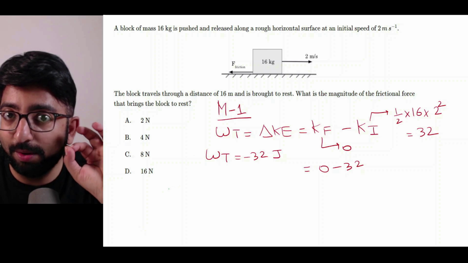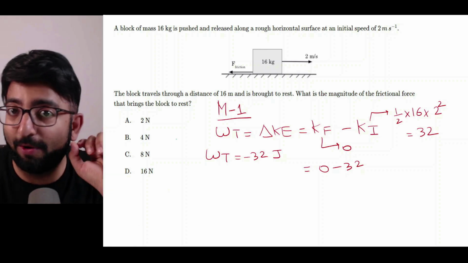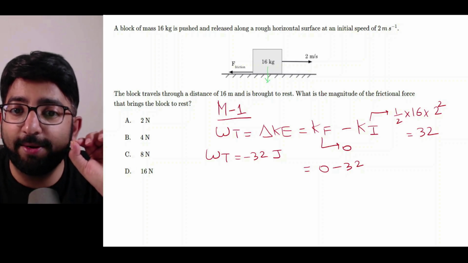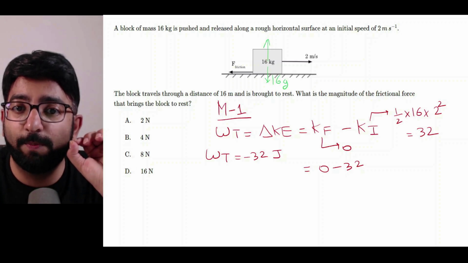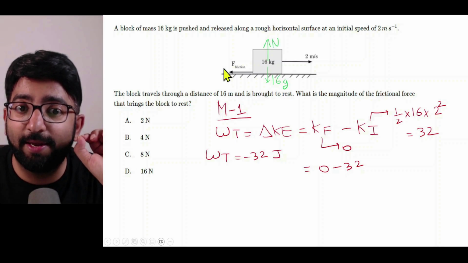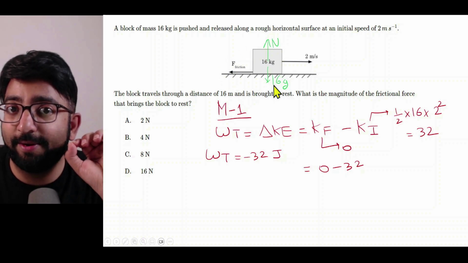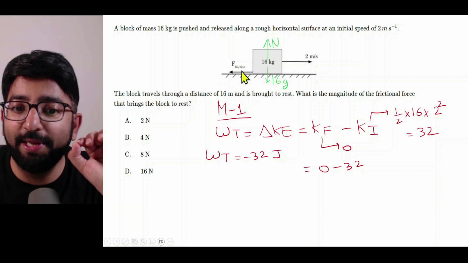Now, to figure out the work done, we have to figure out what is the net force acting on this object. For that, let us draw the free body diagram of the object. So the weight of the object, 16g, will act downwards, which will be balanced by the normal reaction. And then we have a frictional force acting towards the left. Now, since N and the weight are cancelling out, the net force acting on this object is only friction.